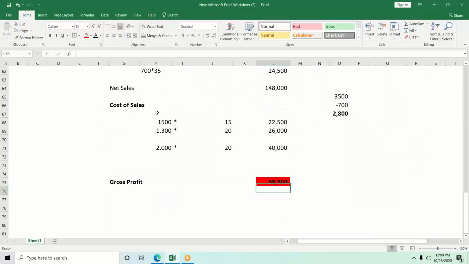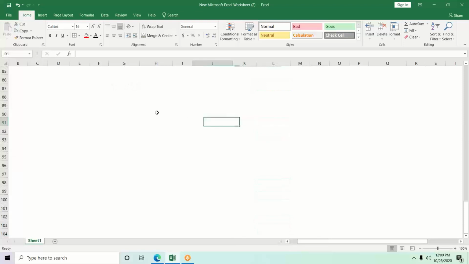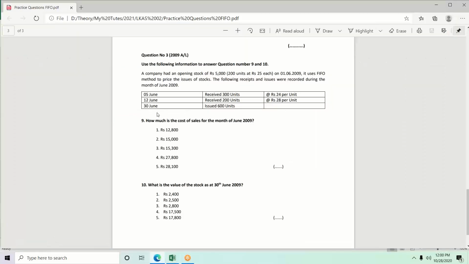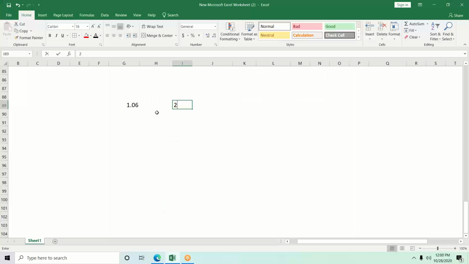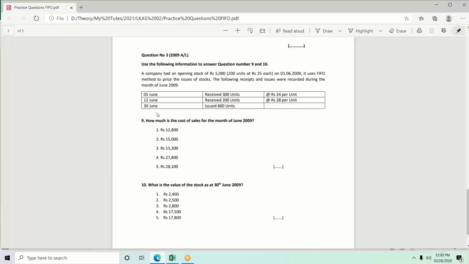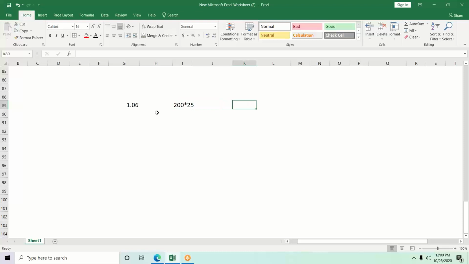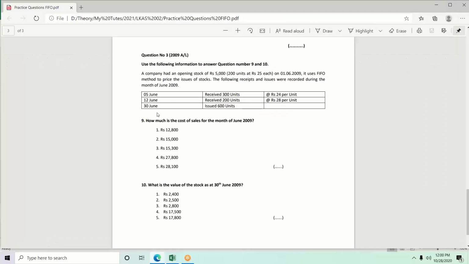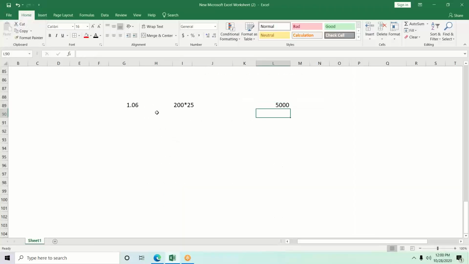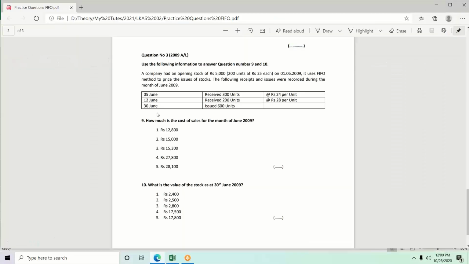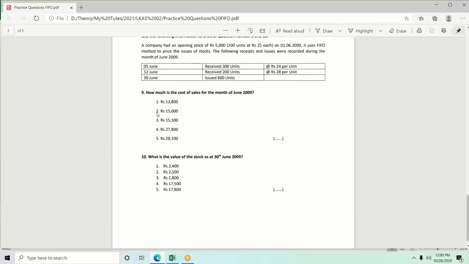Right, okay. Shall we do these calculations? On 1st June, again the FIFO method. How many units are available? There were 200 units at 25. 200 units at 25 is 5,000, the opening stock. We are asked to find the closing stock and the cost of sales, both. We'll calculate the cost of sales first.